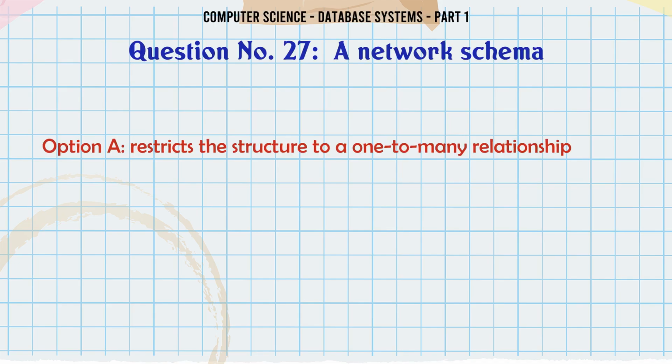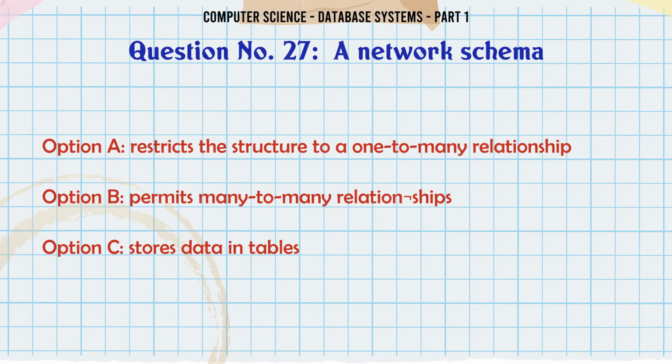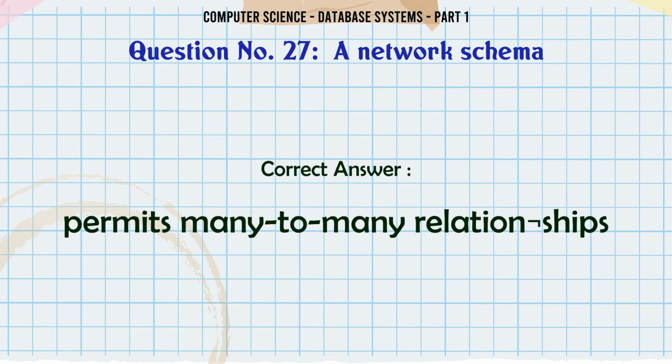A network schema. A. Restricts the structure to a one-to-many relationship. B. Permits many-to-many relationships. C. Stores data in tables. D. All of the above. The correct answer is permits many-to-many relationships.